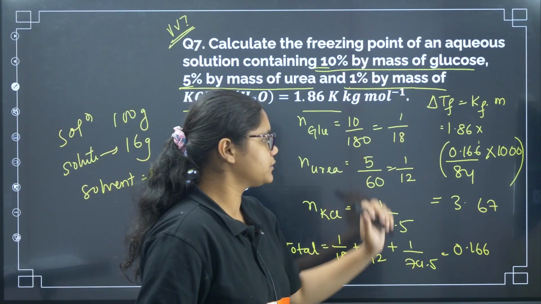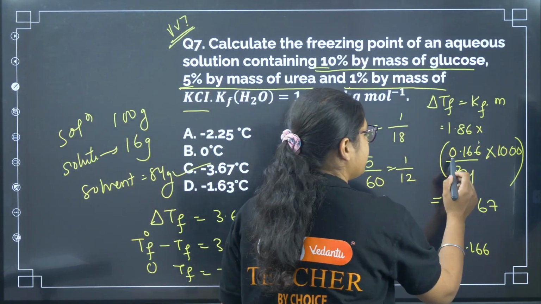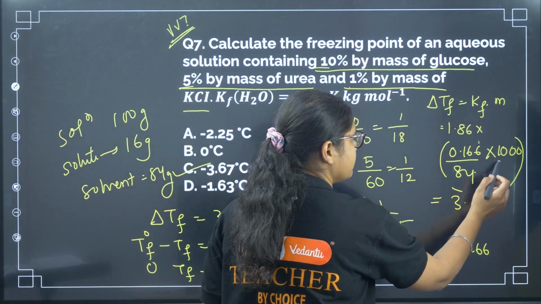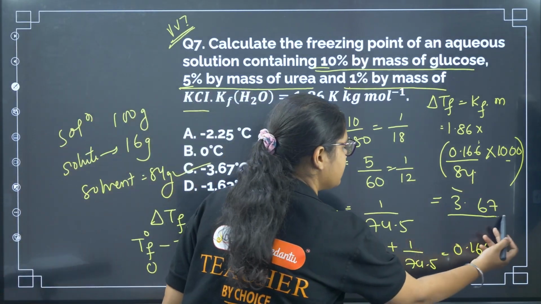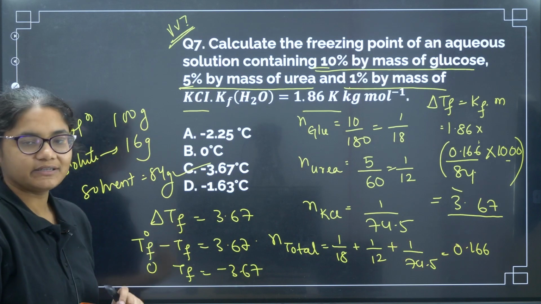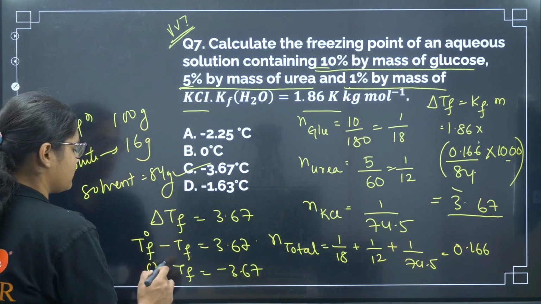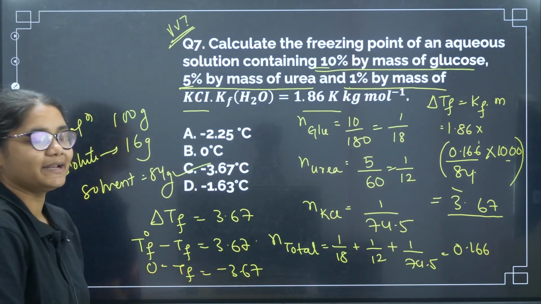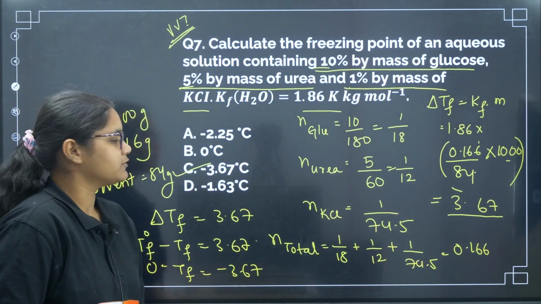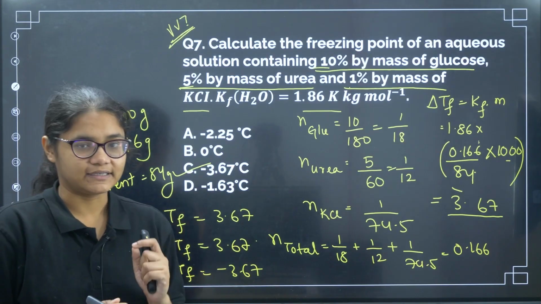So now if you substitute here Kf into m, so the number of moles by the mass of the solvent into 1000, once we solve this, we'll be getting around 3.67. Okay. So delta Tf is 3.67. What is delta Tf? T naught f minus Tf. T naught f is 0. So the Tf value will be equal to minus 3.67. The correct answer for this question will be option number C.